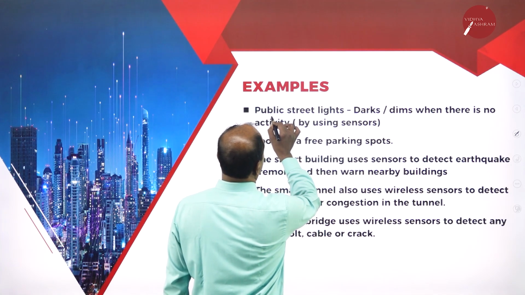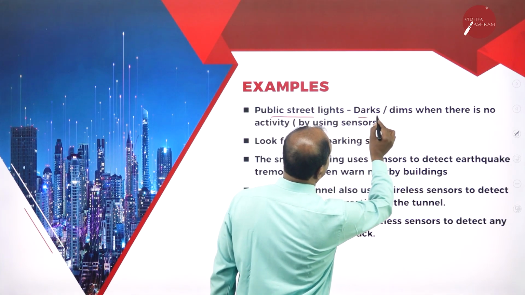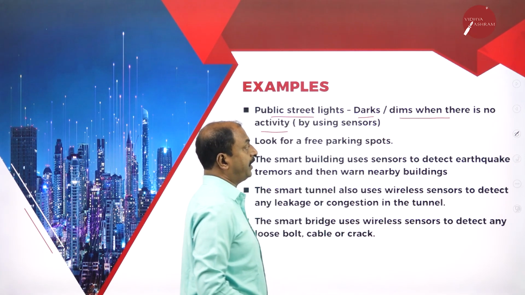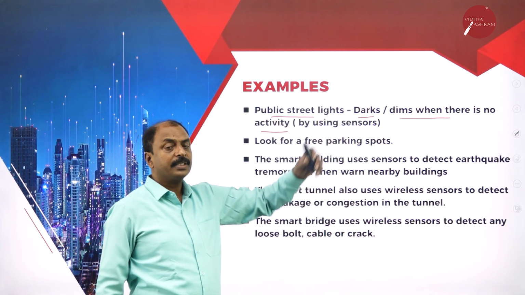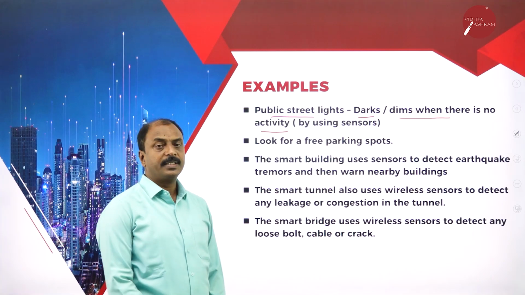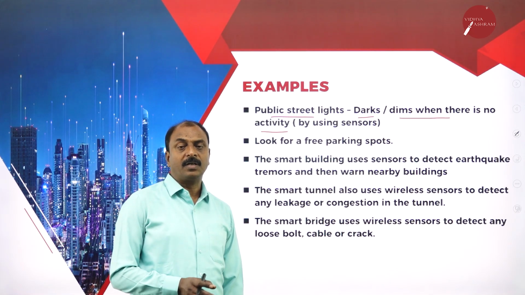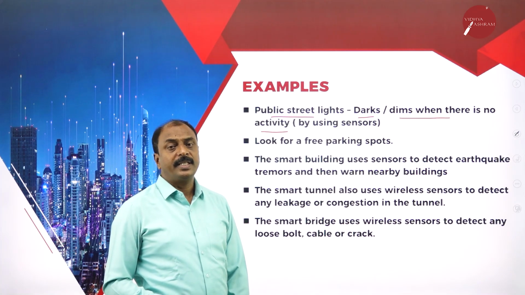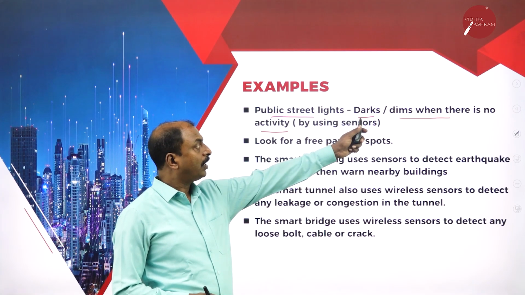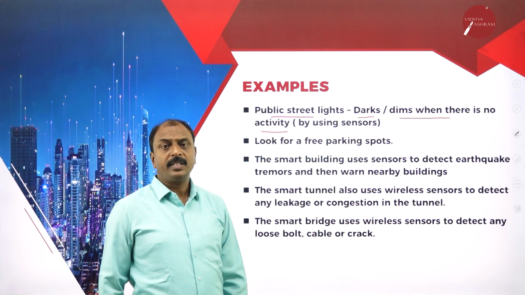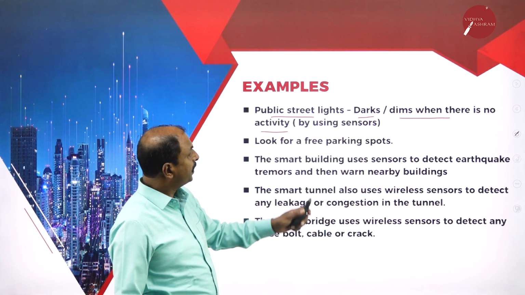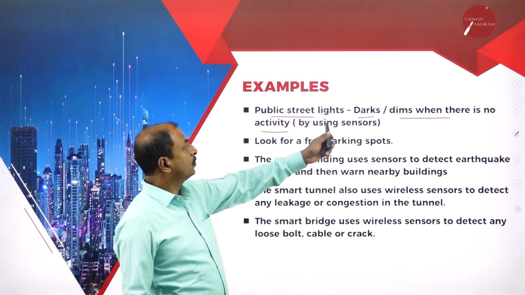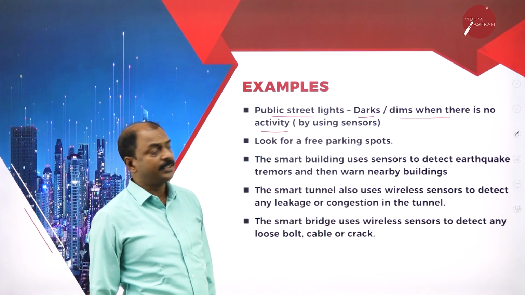Public street lights brighten and dim depending on traffic or when there is no activity. This is done by using sensors. When there is a density of population, a crowd, or some citizens, the light will glow, and when there is no traffic or no activity, it will dim by itself automatically through the sensor. This is one example.